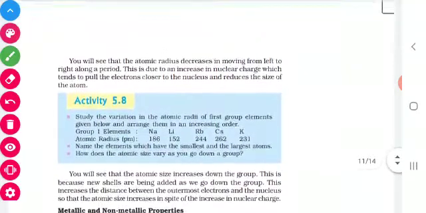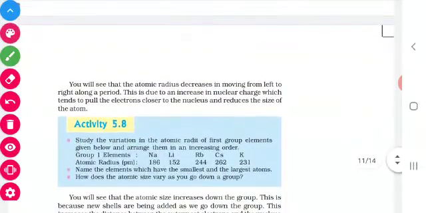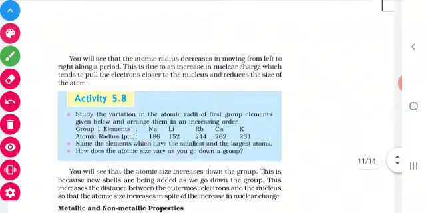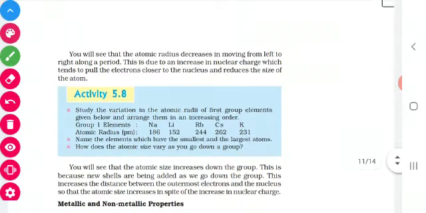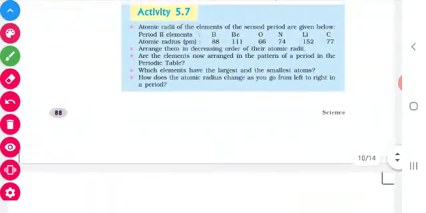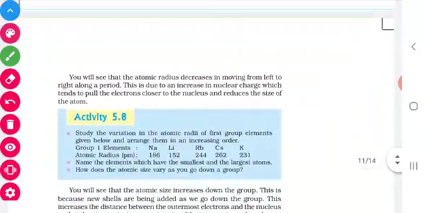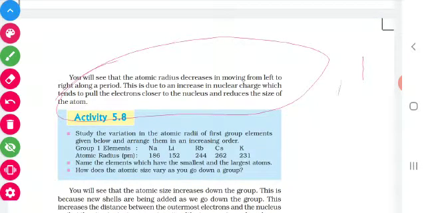So what happens in the period? As we go from left to right, the atomic radii will decrease. How can we say? Lithium is having the highest atomic radius and oxygen is having the lowest atomic radius. Why is it so? Because of the increase in the nuclear charge.